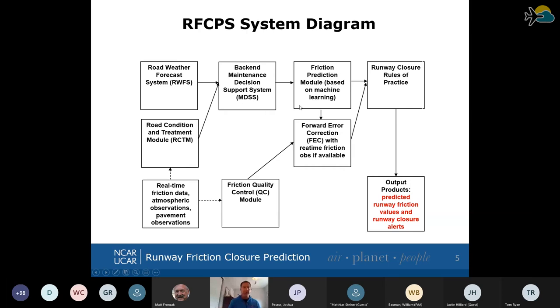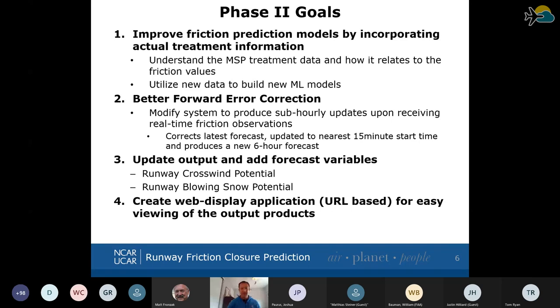And then at the same time, we're always looking for real-time data from MSP, and that will be used to forward error correct the friction data if we have it. If not, the friction data and all of the weather data goes through some rules of practice, and then we ultimately produce output products, and I'll show you some examples. It's really a runway closure matrix that shows friction values at each lead time plus closure alerts. And we also provide some additional forecast information such as snow rates, snow accumulation, blowing snow, and those types of alerts as well. Next.